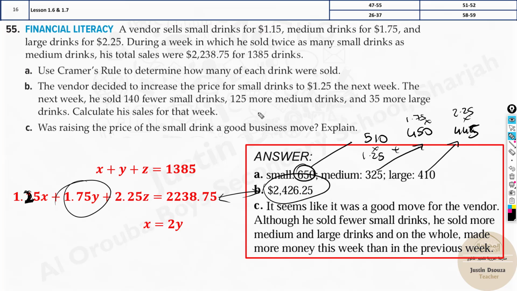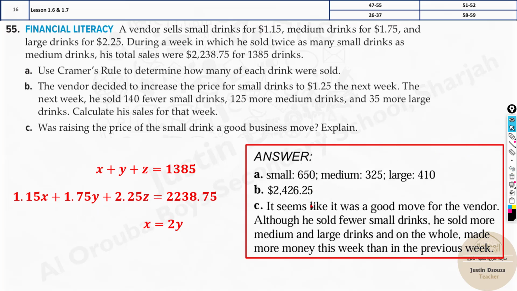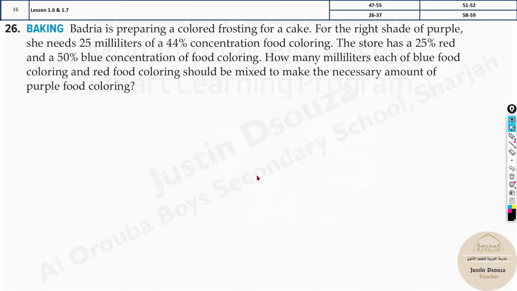Although small drinks were less sold, the other two were more and he got more profit. So that is the answer. We were just analyzing and solving. Same way, this is another problem.